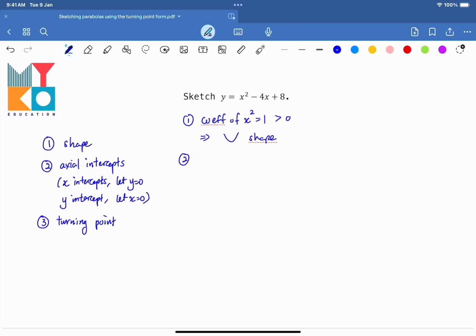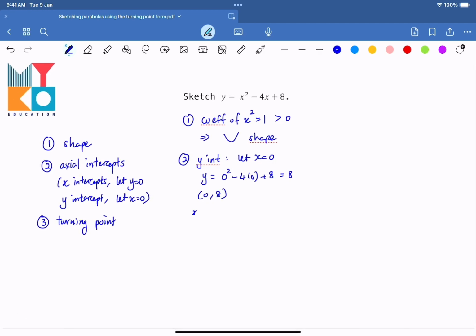If I were to find the y-intercept, that is to let x be 0. So if I let x be 0, I get 0 squared minus 4 times 0 plus 8, and I will get 8. So I know that the y-intercept is (0, 8).